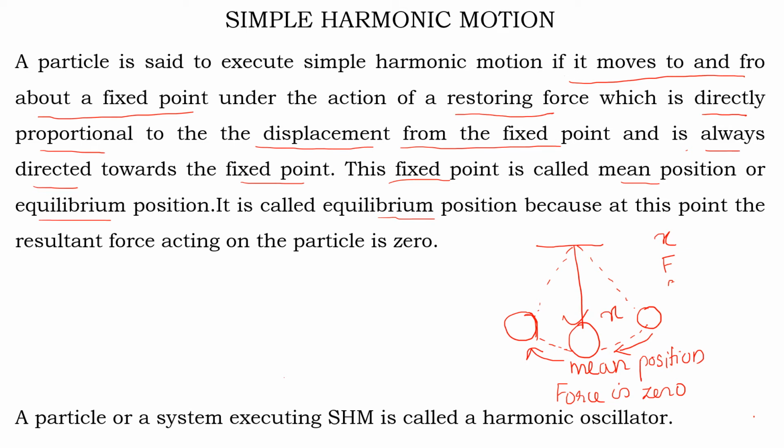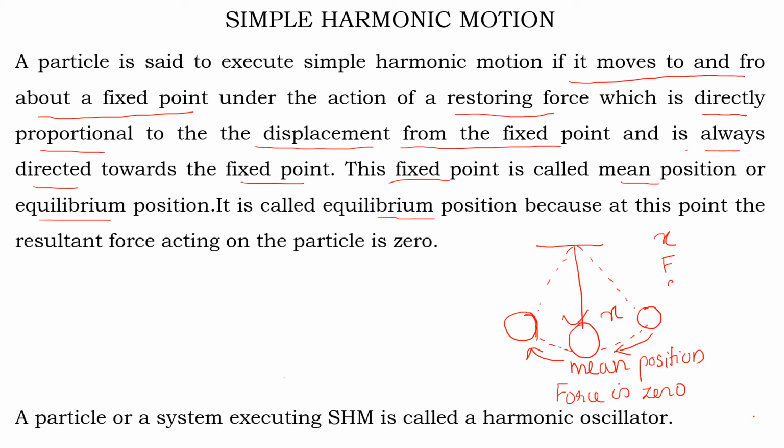So the definition of simple harmonic motion is: it is a motion that is periodic, oscillatory or vibratory, in which the force is proportional to the displacement, and the force is always acting towards the mean position. This type of motion is called simple harmonic motion. It is called simple harmonic because the maximum displacement, or amplitude, from the mean position to the extreme will be the same. Therefore, it is called a harmonic motion or simple harmonic motion.